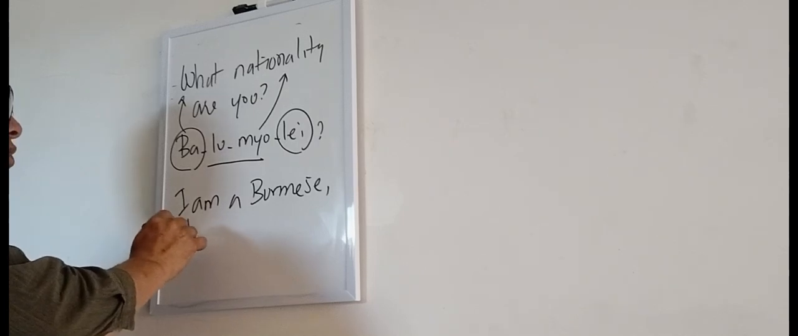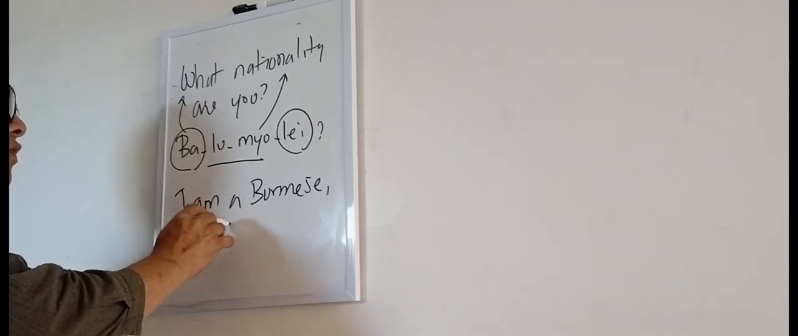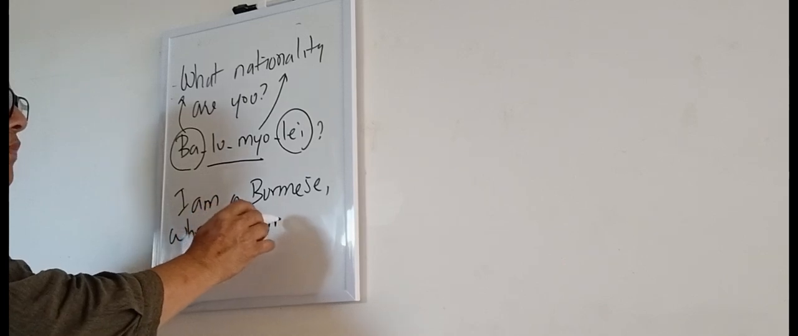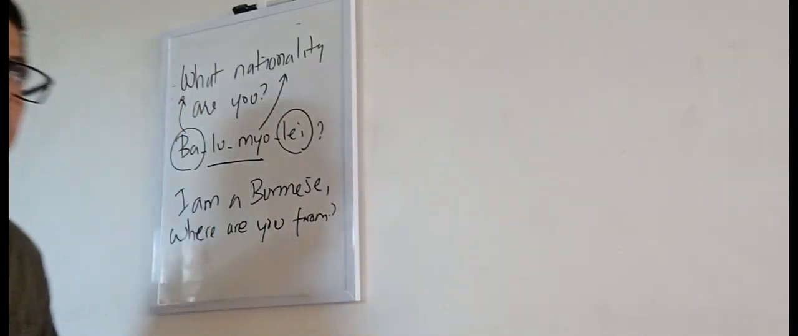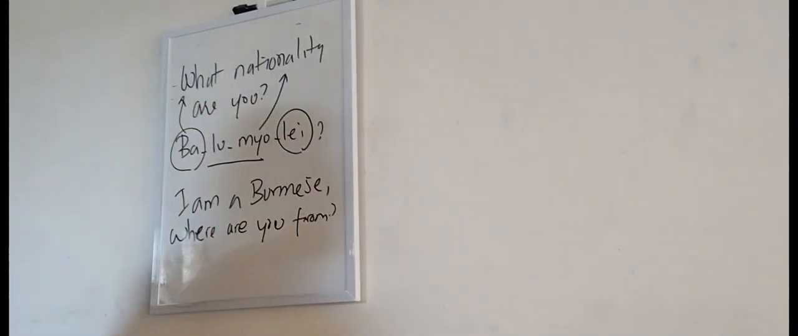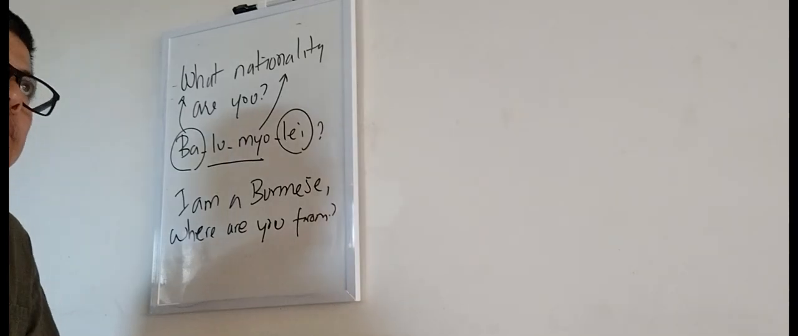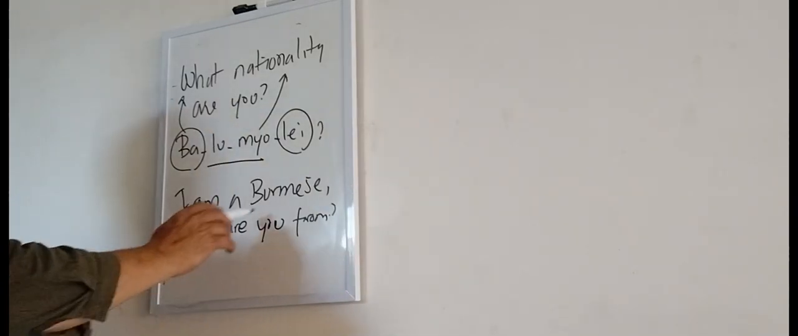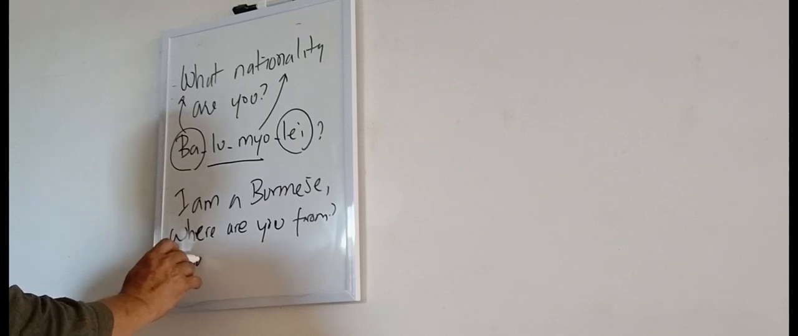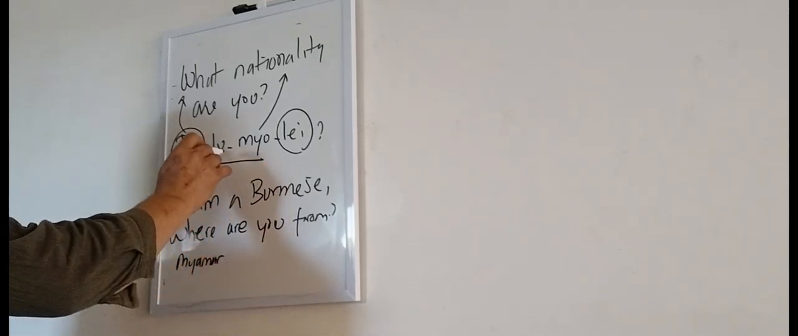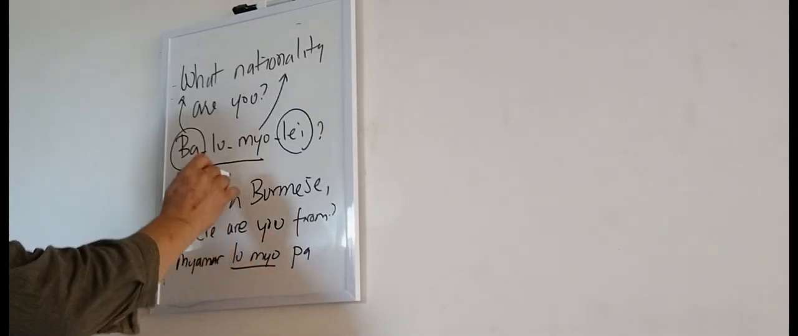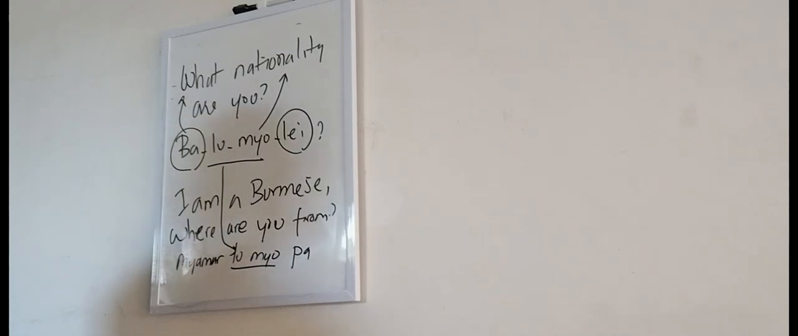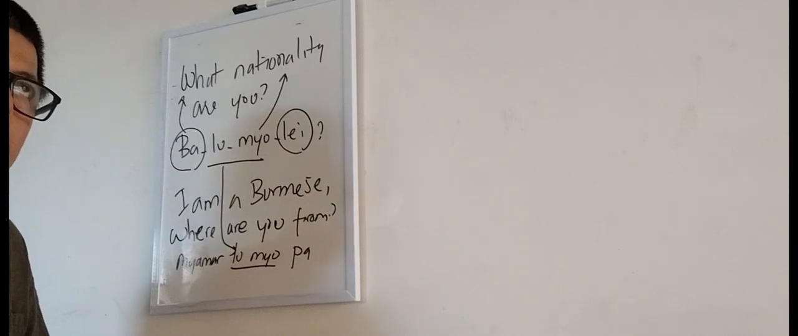And you ask, where are you from? So in Burmese, how do you say I'm a Burmese? Remember, if you are a male, you say Chano. If you are a female, you say Chama. Okay? So Burmese is Myanmar, and then you add Lu Myo Pa. This is Lu Myo, right? So it's a nationality. Myanmar Lu Myo Ba Khmya, Chano Myanmar Lu Myo Ba Khmya.